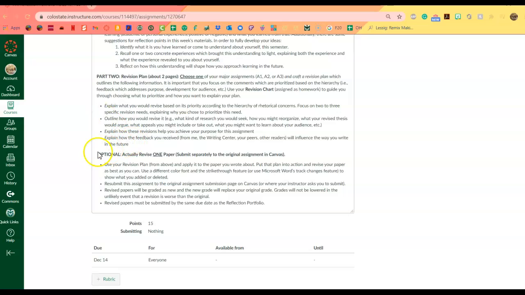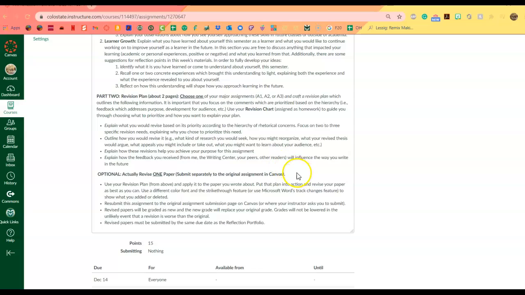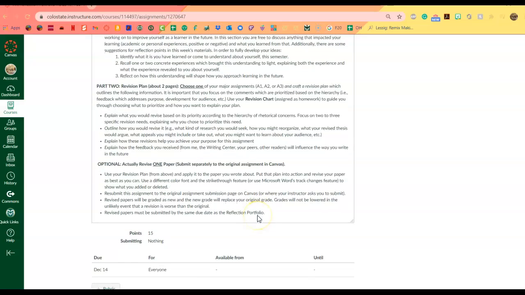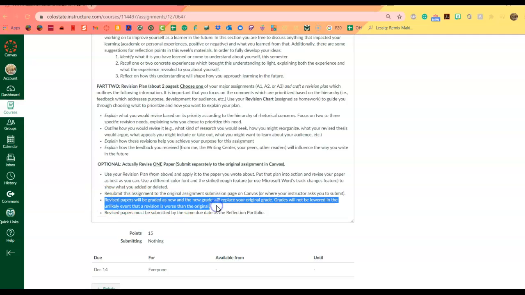Optionally, you may also revise this paper, okay? Submit it to the original assignment, so you'll just resubmit a new document to that assignment, and you'll use your revision plan as best as you can and resubmit that assignment so that you can get a better grade. So I will regrade it for you. Your grade will never go down.